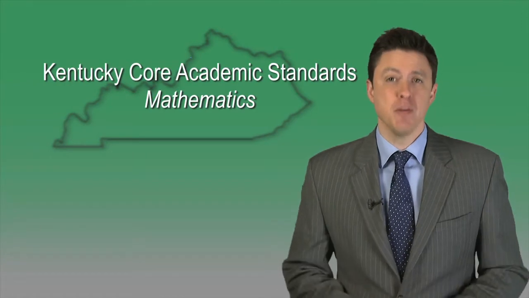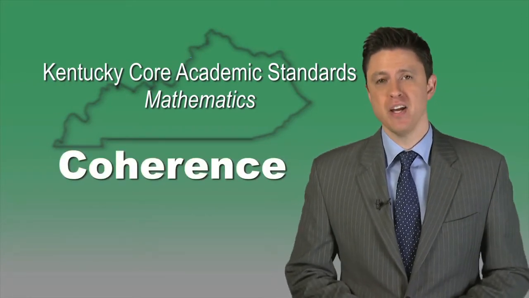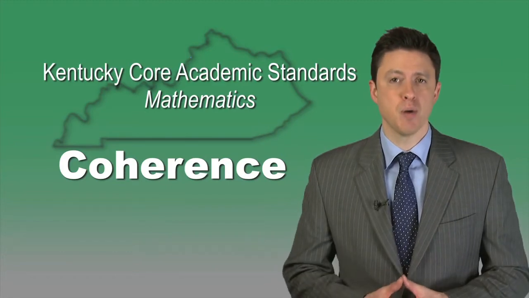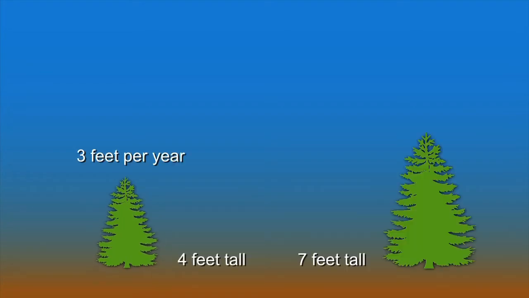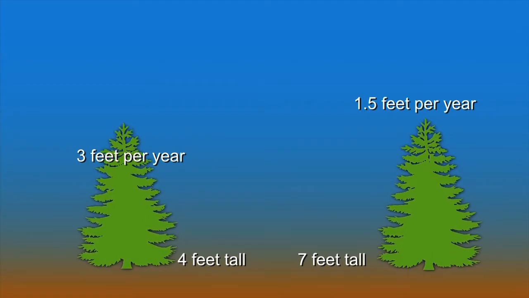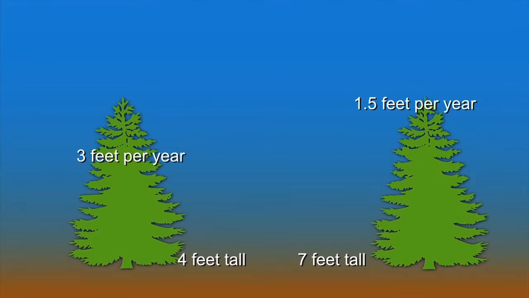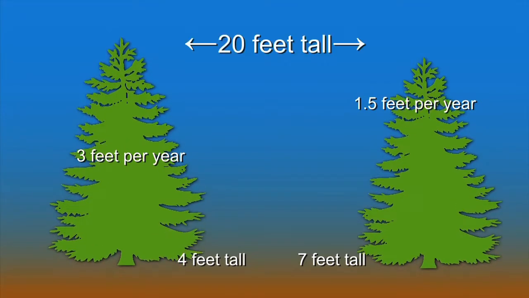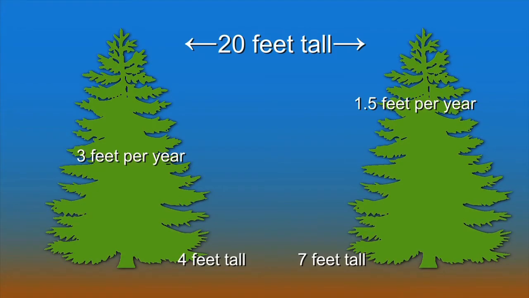The second shift in middle school mathematics is coherence. Generally, in all grade levels, you should be able to work with your student on a problem like this. A family is going to plant 2 trees in a park. One tree is 4 feet tall and will grow 3 feet per year, and the other tree is 7 feet tall and will grow 1.5 feet per year. How many years will it be before the 2 trees are the same height? How long will it be before each tree is 20 feet tall?